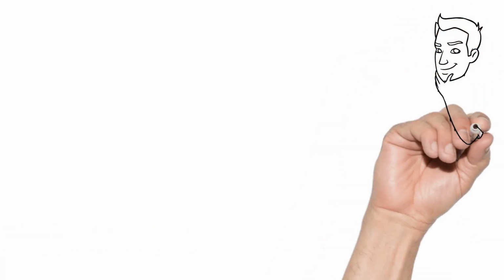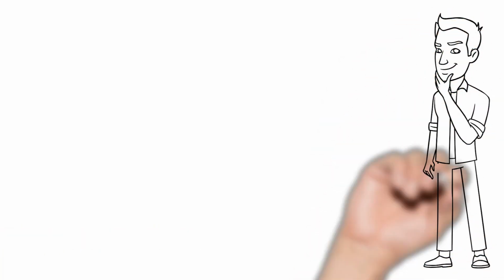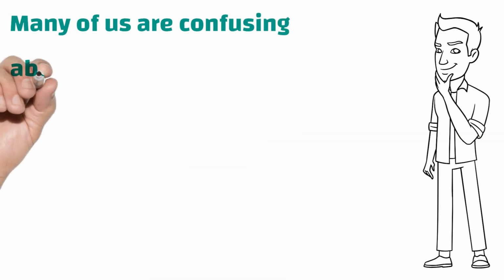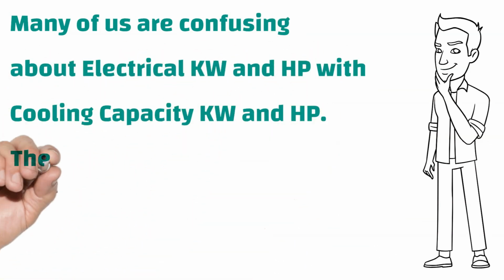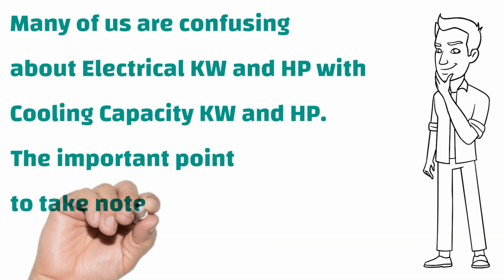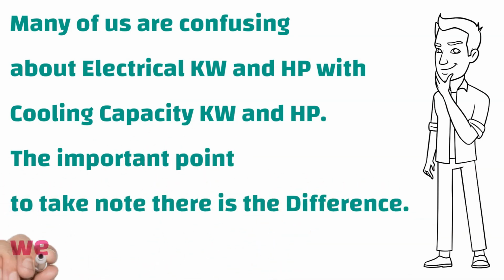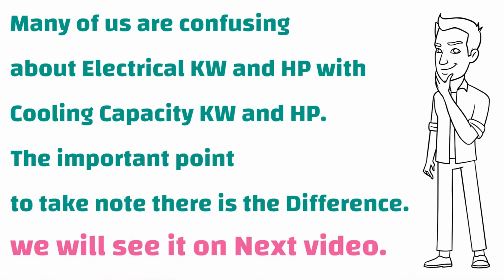Many of us are confused about electrical kilowatts and horsepower versus cooling capacity kilowatts and horsepower. The important point to take note of is the difference between electrical kilowatts and horsepower, and cooling capacity kilowatts and horsepower.